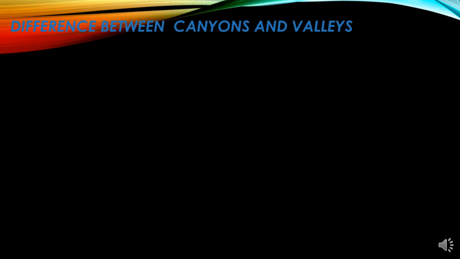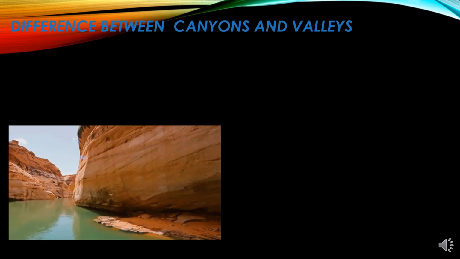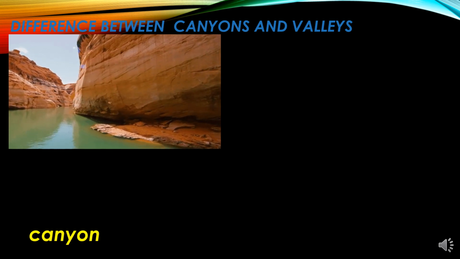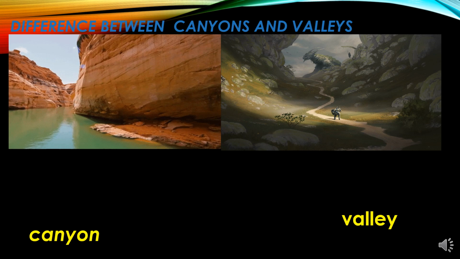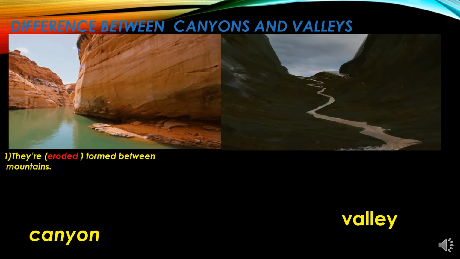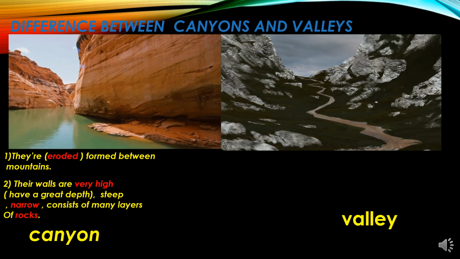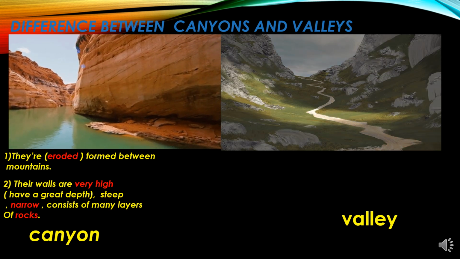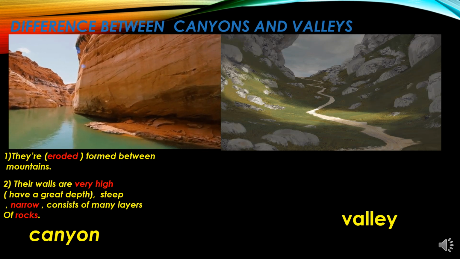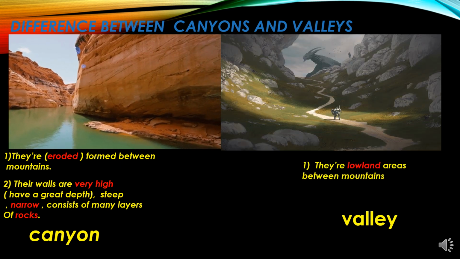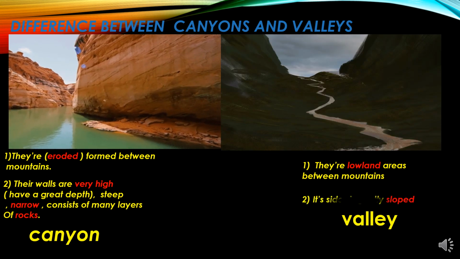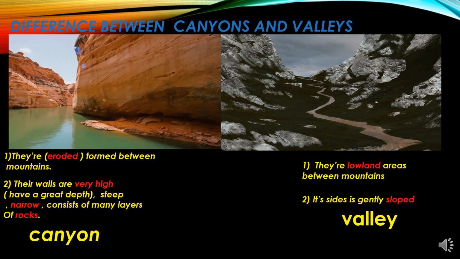Now, let's learn one important piece of information, which is the difference between valleys and canyons. Let's say first the similarity between them, which is that both of them can be formed either by rivers or streams, grade 4. But valleys are usually lowland areas between two mountains and their sides are gently sloped, while a canyon is nothing but a deep valley, so it has very high walls. And usually canyons are steep, narrow, and consist of many layers of rocks.